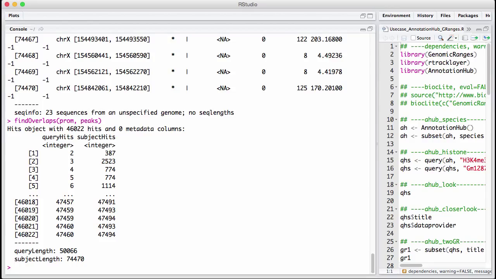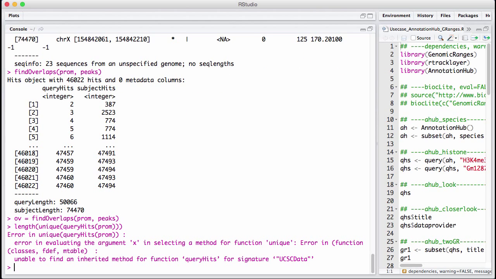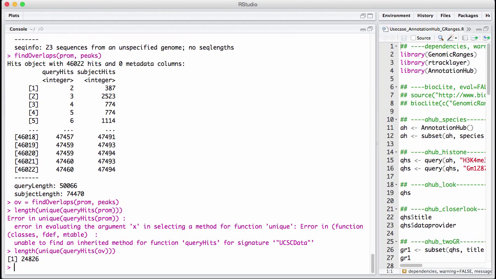We can take the queryHits. We can do a unique, so let's see a length. Let's first save the findOverlaps. So this is the number of peaks that overlap, length. Unique, because we don't want to double count, queryHits of prom. This is the number of promoters that have a peak in them, and the number of peaks that have a promoter in them we get with the subjectHits.